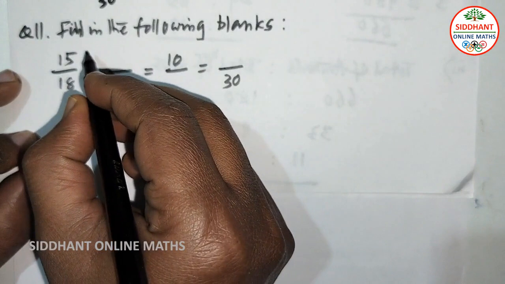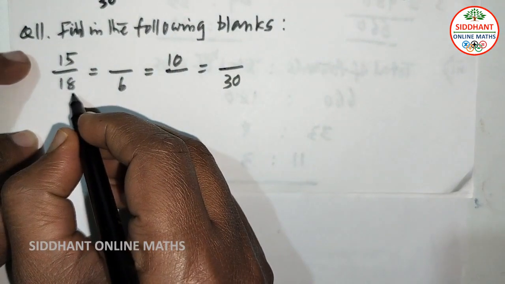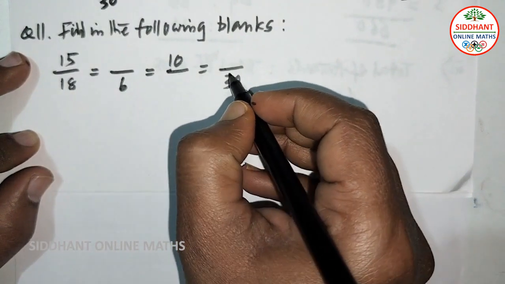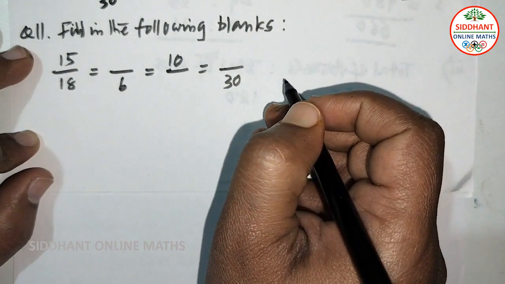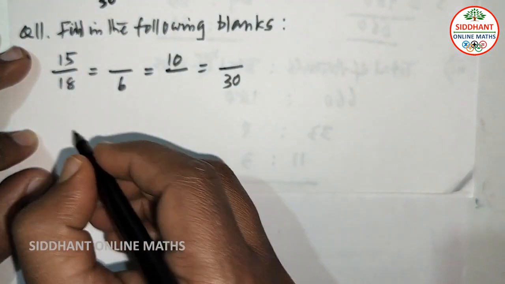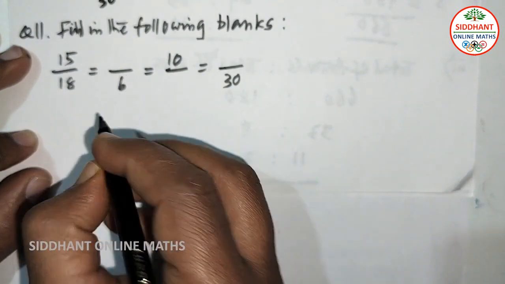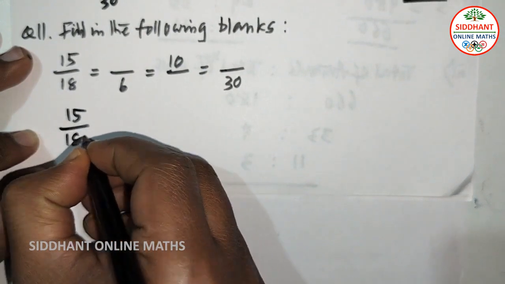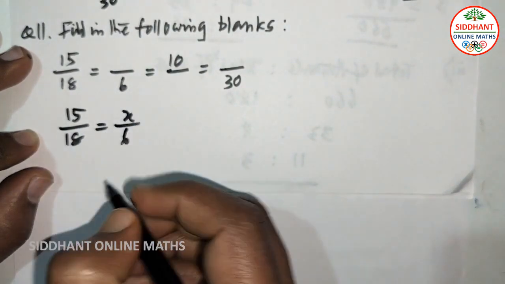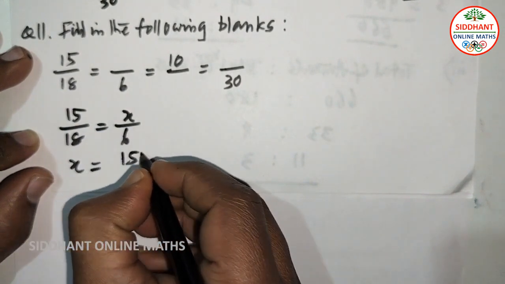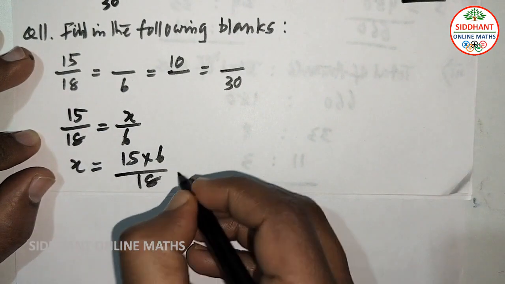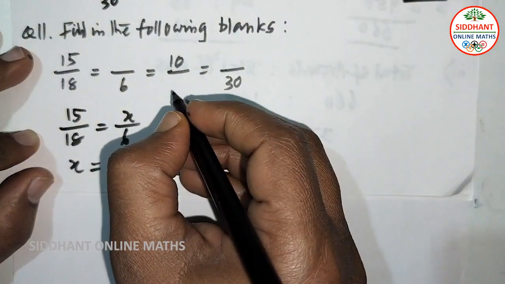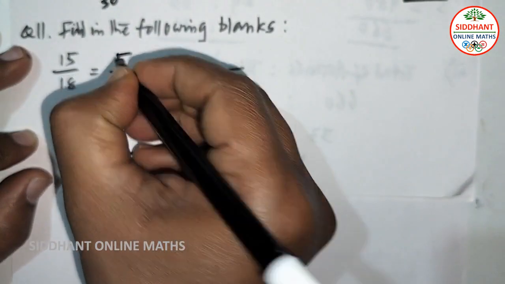Question number 11. Fill in the following blanks. 15 by 18 equal to x by 6, that equal to 10 by x, that equal to x by 30. So here we are going to find out the x. So 15 by 18 is equal to x by 6. Then x is equal to 15 into 6 by 18. So that will be 5 here. So in this blank we are going to write 5.